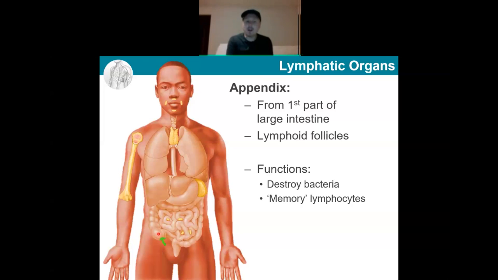The appendix is the one that I do want to highlight here. When we finish with the small intestines and we move to the large intestines, so mainly our colon here, the first part of the large intestines, our cecum, has a little bit of an outgrowth from it. This is known as our appendix. So the appendix is a part of the lymphatic system. Its function is really to destroy any bacteria that might be there. And again, those memory cells for the immune system are housed there.